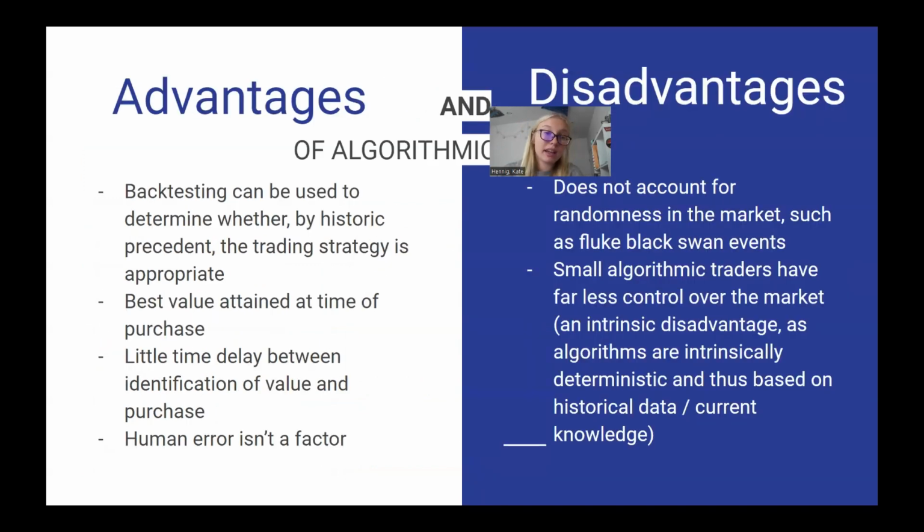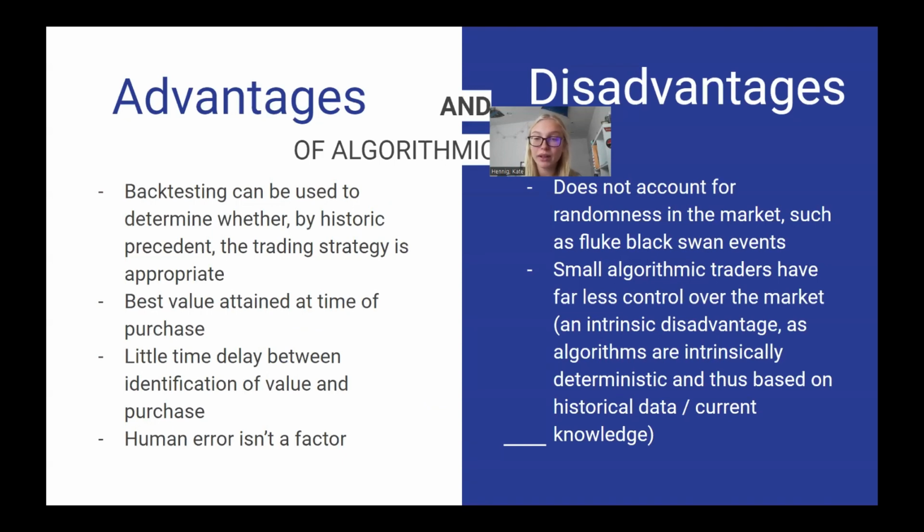So, advantages and disadvantages. Let's start with disadvantages. Algorithmic trading does not account for randomness in the market, like fluke black swan events, though I don't know if that's a very significant con, because I myself cannot account for randomness in the market either.